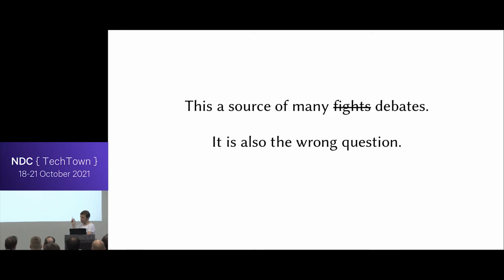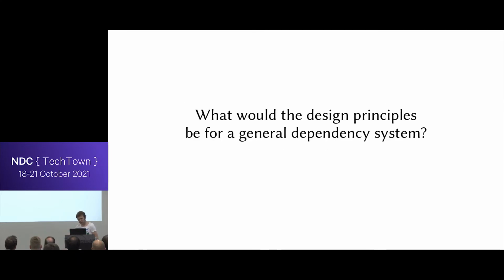It's approaching the problem from the incorrect angle, because it's ignoring the existence of all the things that we already have. If you were able to do a thing from scratch where you ignore the past, then okay, you could do that. You would just need to get everyone else to agree to do it with you. But this is not really feasible if you have an established large thing that runs, for example, the world. So what would the design principles be if you wanted to create a general purpose dependency system from scratch?